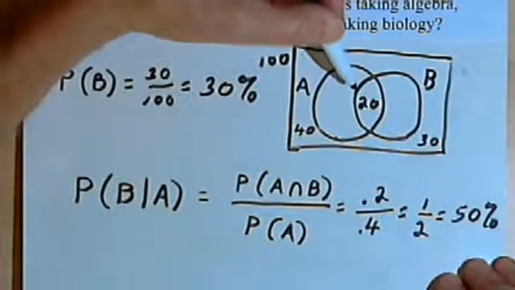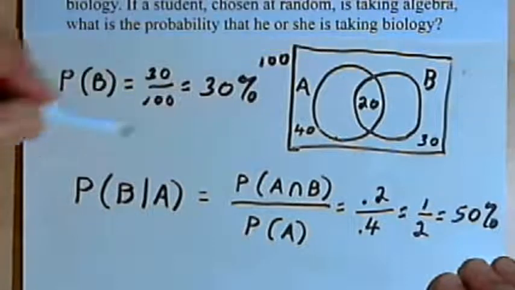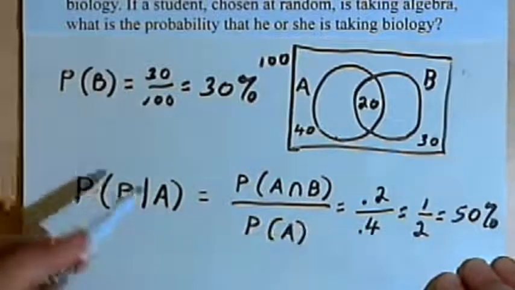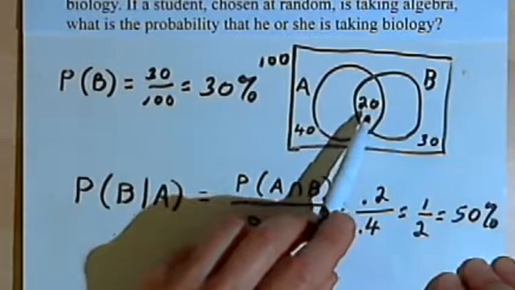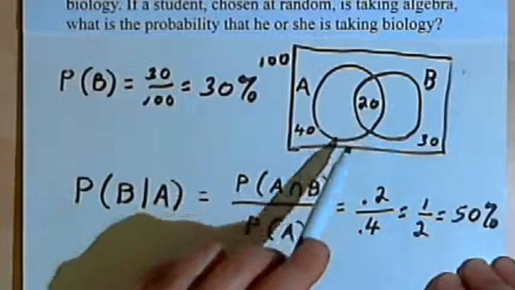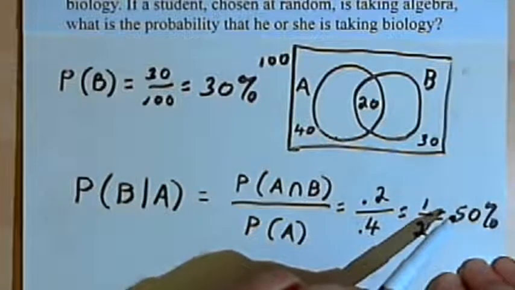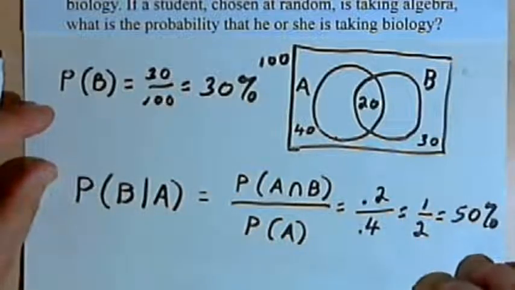Okay, so this wasn't totally random. There was the students making up their minds to do this. And it also wasn't something that would be impossible to do without this formula. We could probably look at the diagram and say, oh, it looks like half of the students taking algebra are taking biology, so the probability is 50%. Okay, so this is the first of a couple of intuitive problems I wanted to give you. Here's the second.